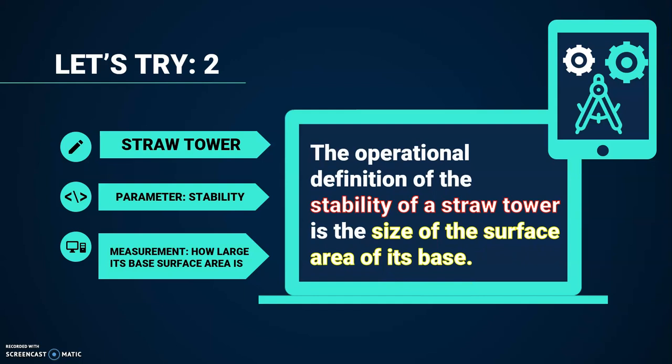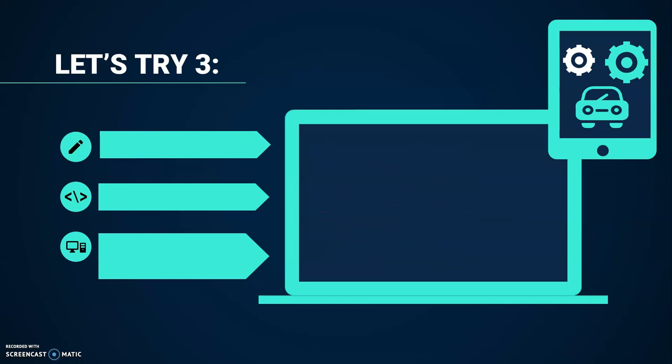Okay, so to put it nicely in a sentence, it should look like this. The operational definition of the stability of a straw tower is the size of the surface area of its base. Okay, just put it nicely like that. Okay, now on to the third example.